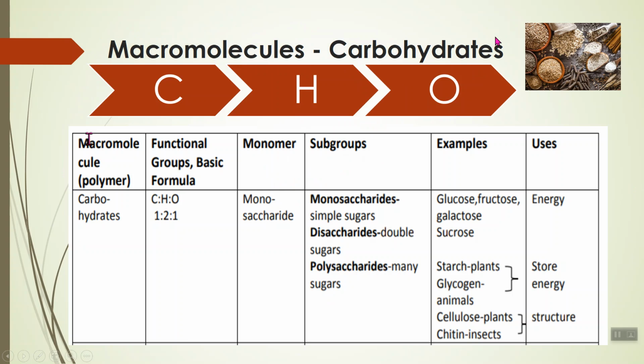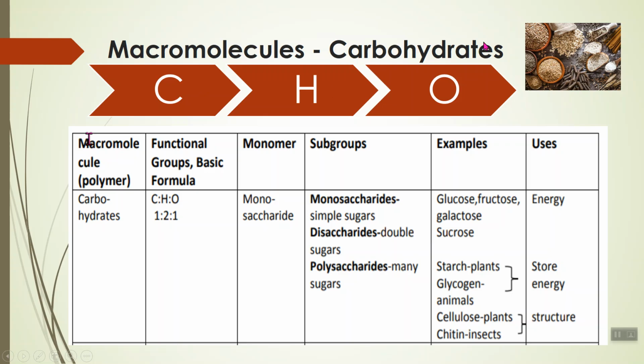Now I'm coming to the last section of today's review lesson, which is macromolecules. There are four different types of macromolecules that make up our living system. The first one is carbohydrates, the second is lipids, the third is proteins, and the fourth is nucleic acids.